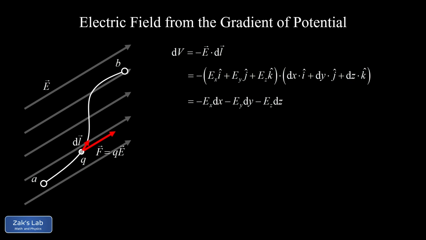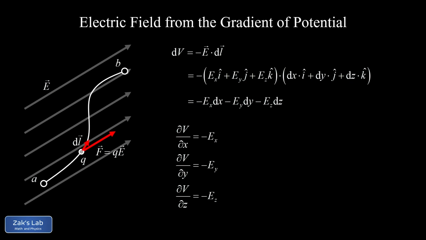And now we have to use a concept from multivariable calculus. What we're looking at here is the total differential of the potential function. That's dV. And we remember the total differential is given by the rate of change in the x direction times dx plus the rate of change in the y direction times dy, and similar for the z direction. So that rate of change in the x direction, that's an x partial derivative of the potential function. The rate of change in the y direction is the y partial, and so on. So we immediately conclude that if we take the x partial derivative of the potential function, we get negative E_x.